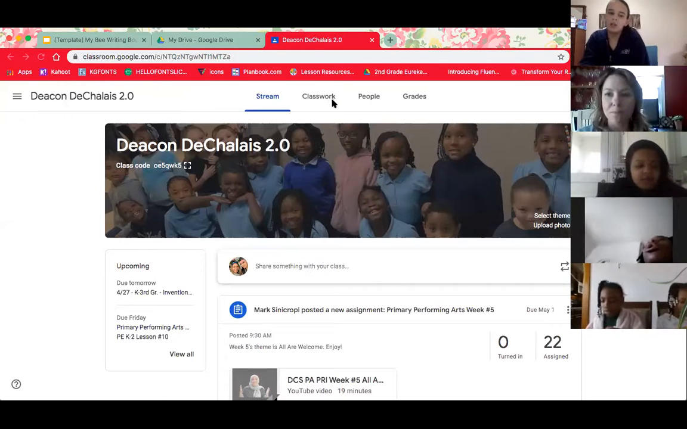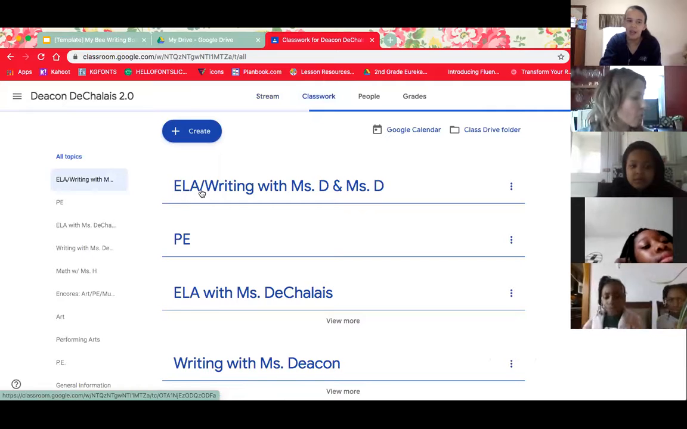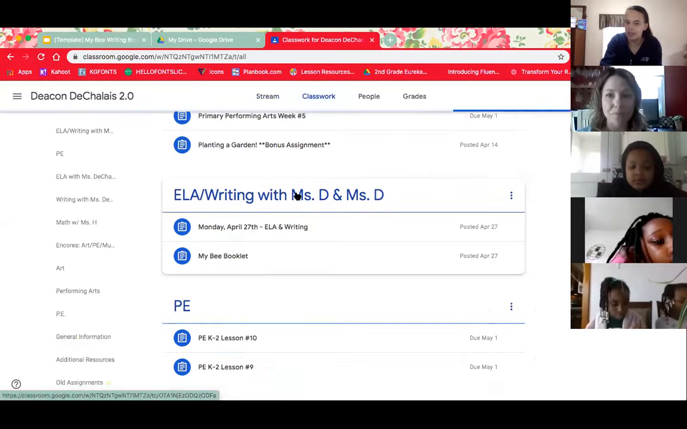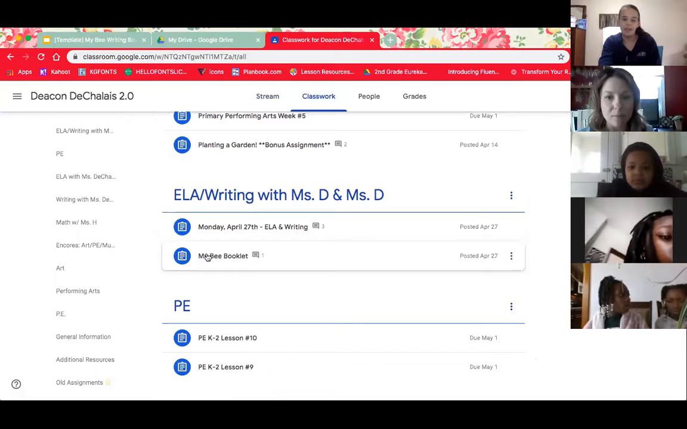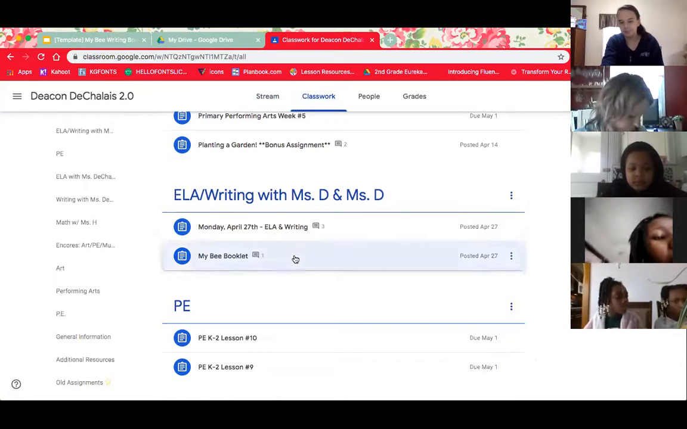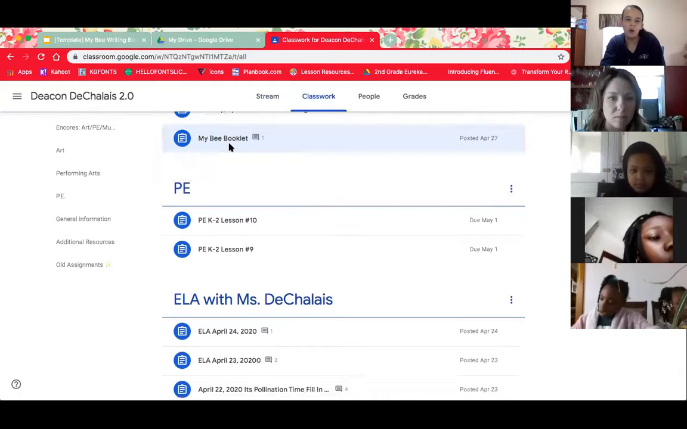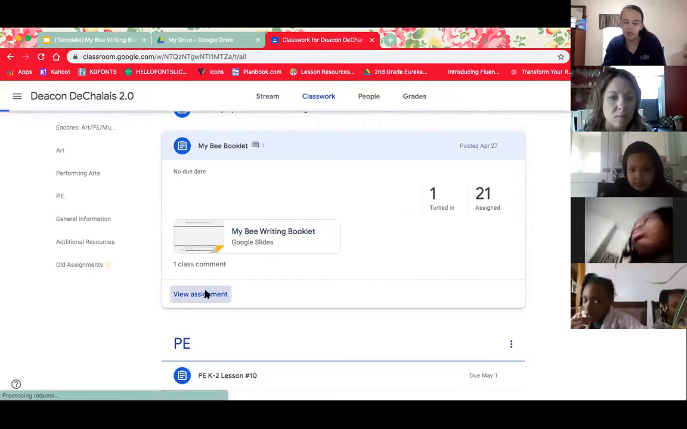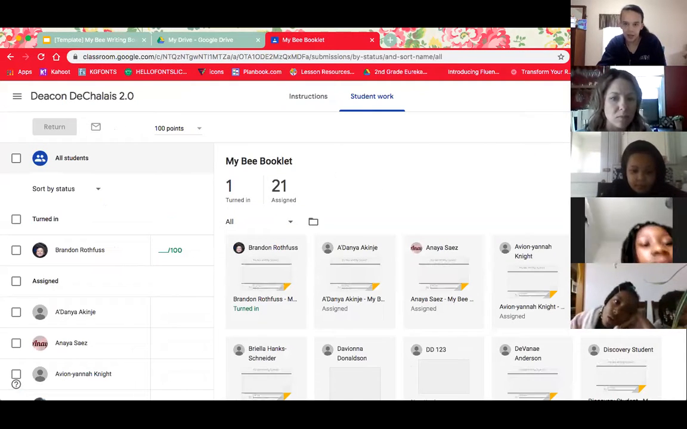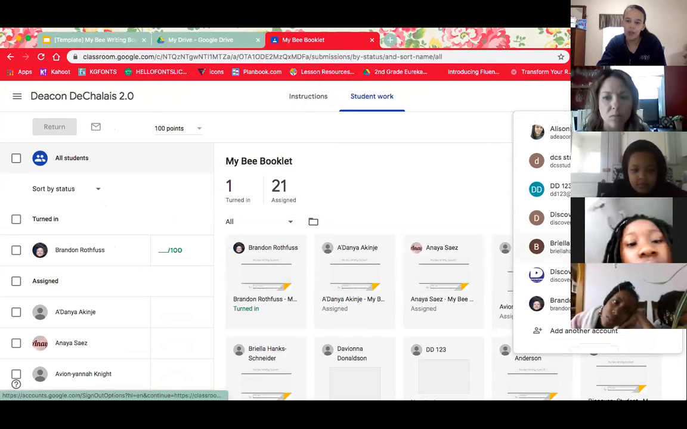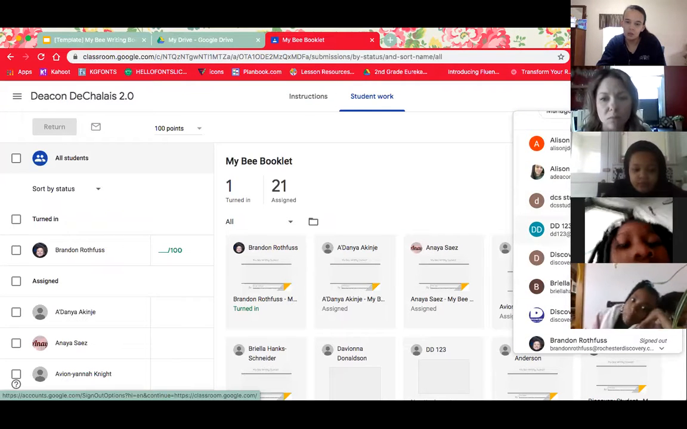Okay, so when you go to classwork, friends, I created a new topic that says ELA and writing with Miss D and Miss D. I did this in both classes. You're going to click on where it says My B Booklet. Now, here's the important thing. When you are looking at your B booklet and working on it, don't press turn it in, okay? You're going to have to go back to it, and so you don't want to turn it in.